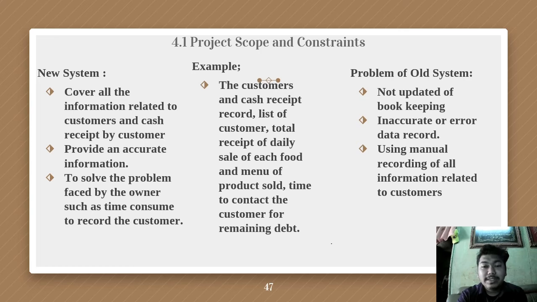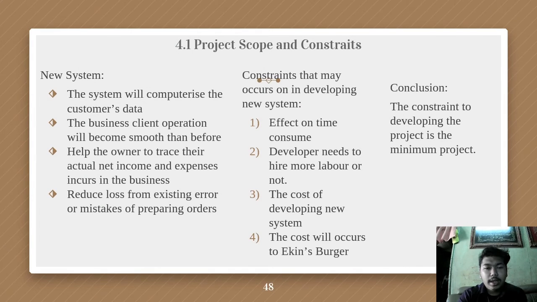The problems of the old system are, number 1, bookkeeping that is not updated, number 2, inaccurate or erroneous data recording, and also the business uses manual recording of information related to customers by using a business book. After that, the system will computerize the data, and the business operation will become smoother than before. It will help the owner to trace their actual net income and expenses incurred in the business during a month, and also reduce loss from errors or mistakes in preparing the order, and also make replacement orders easily.